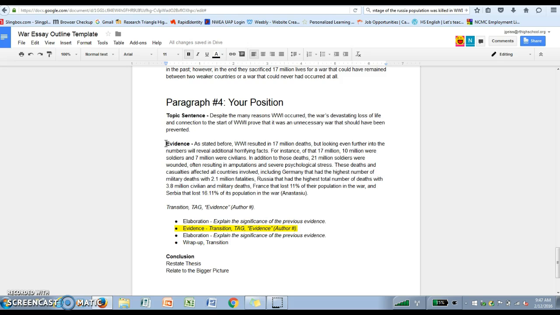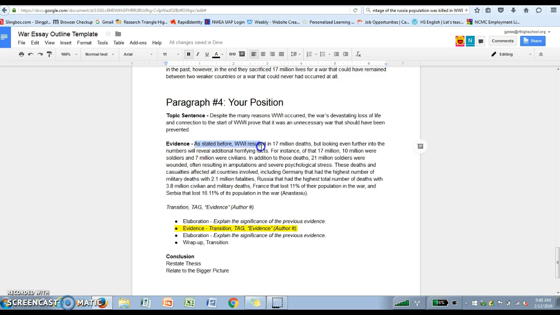These deaths and casualties affected all countries involved, including Germany, that had the highest number of military deaths with 2.1 million fatalities, Russia, that had the highest number of deaths with 3.8 million civilians and military deaths, France that lost 11% of their population in war, and Serbia that lost 16.11% of its population in the war. And then there's the in-text citation with the author's last name. So this evidence does a couple of important things.